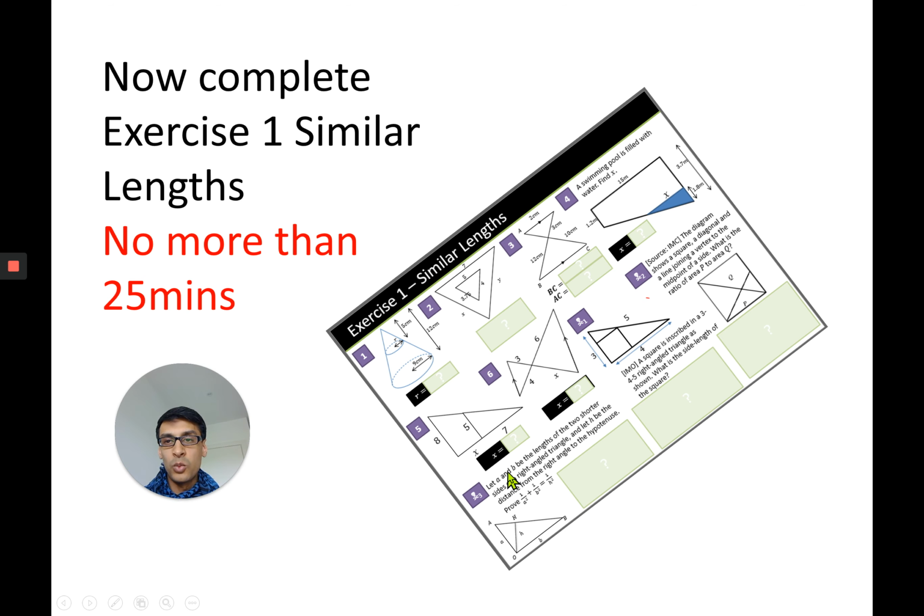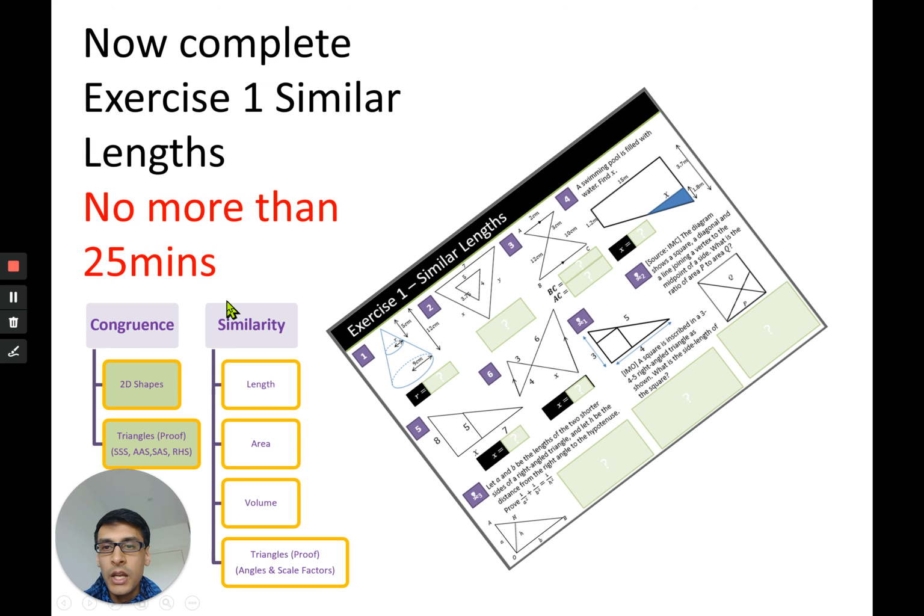Again, just to recap where we are, we have done congruence, we've done congruence proofs. We have now covered length, and then we're going to start looking at area and volume later on. So I'll see you after you have done this exercise on similar lengths.